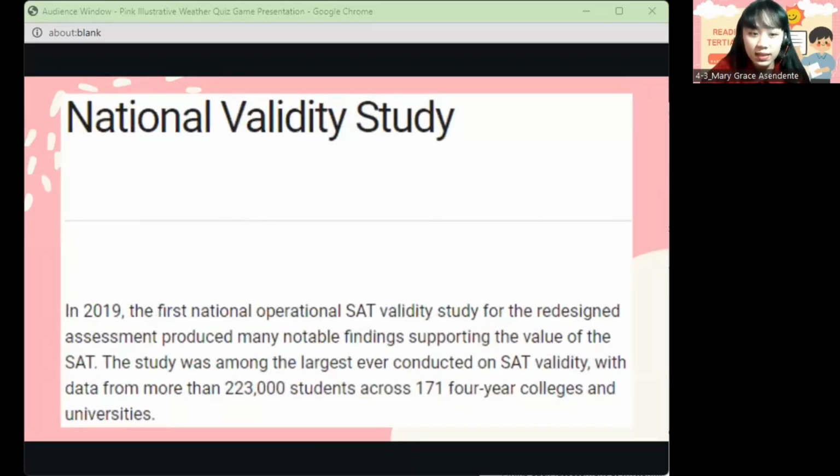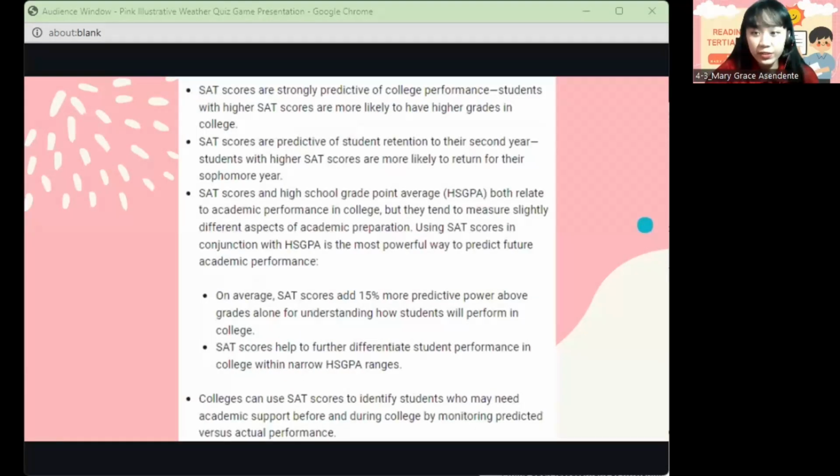Moreover, in 2019, the first national operational SAT validity study for the redesigned assessment produced many notable findings supporting the value of the SAT. The study was among the largest ever conducted on SAT validity, with data from more than 223,000 students across 171 four-year colleges and universities. Here are the results of the study that the College Board conducted that confirmed the value of the SAT.